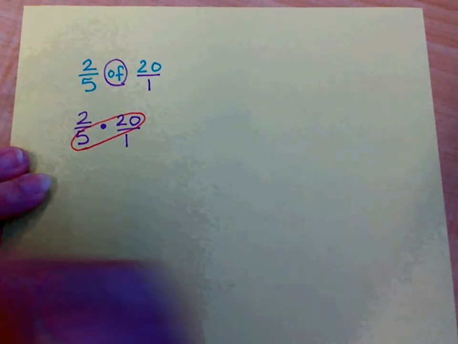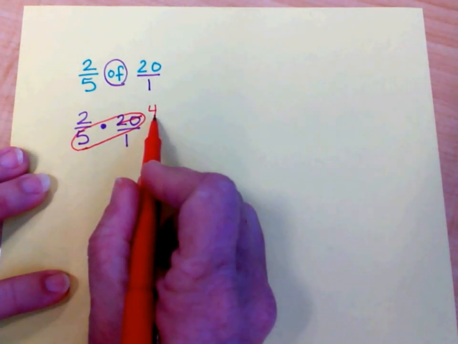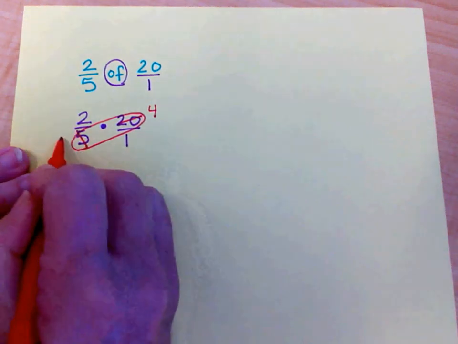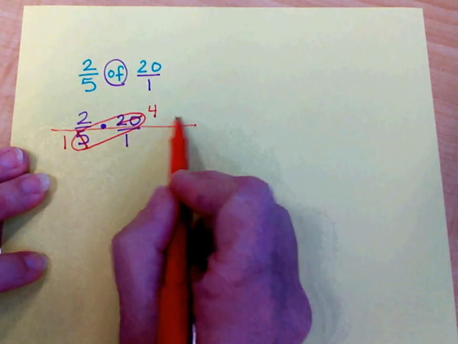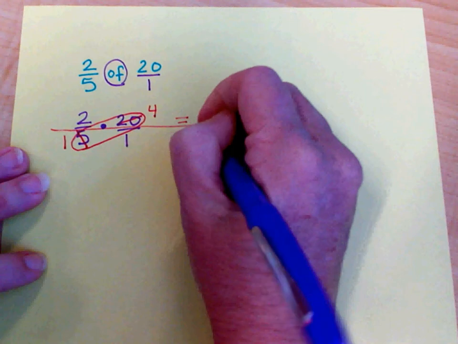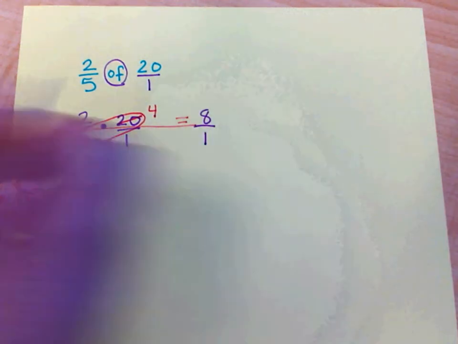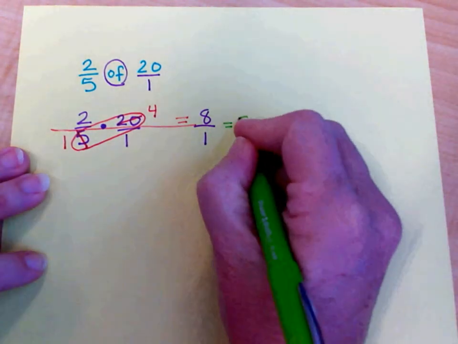So 5 goes into 20 4 times. So now my 20 goes away and we rewrite it as a 4. I'm going to ask the same question to the bottom. 5 goes into 5 1 time, and we'll replace it with a 1. So now when I multiply going straight across, top times top, 2 times 4 is 8, and 1 times 1 is 1. When I simplify this, because that's improper, my answer is 8.